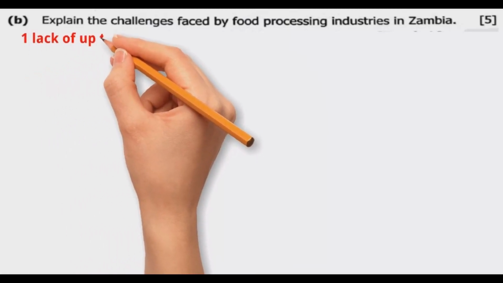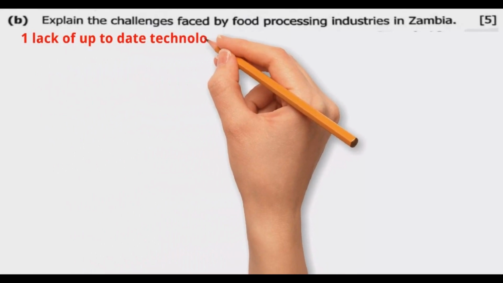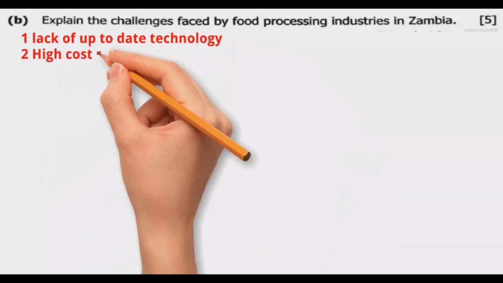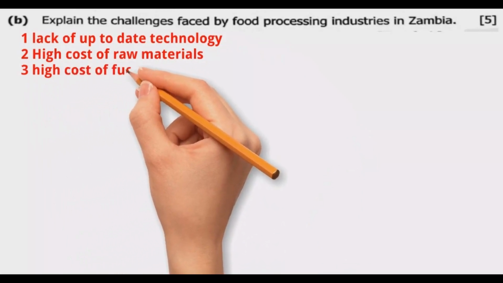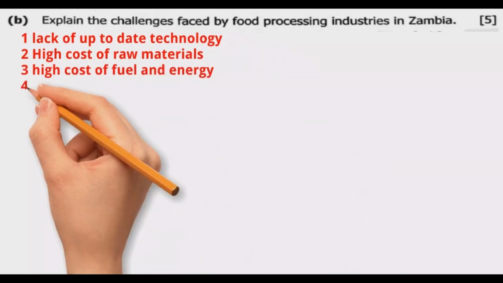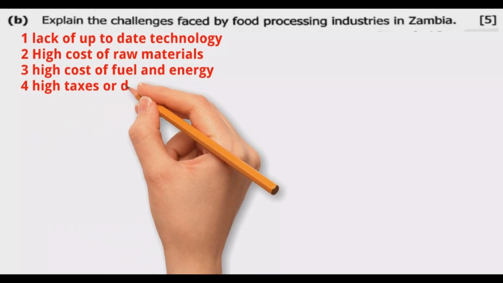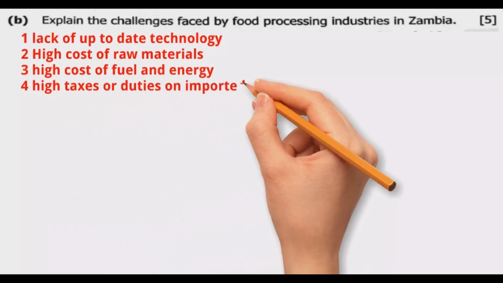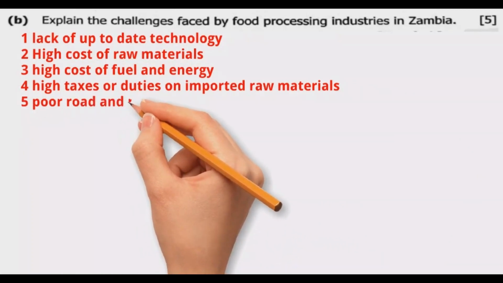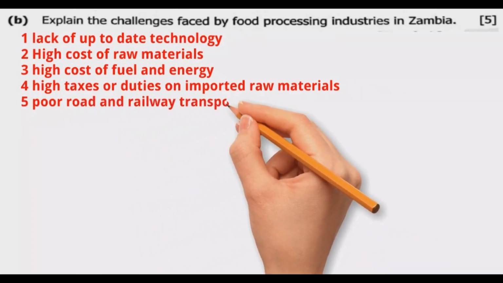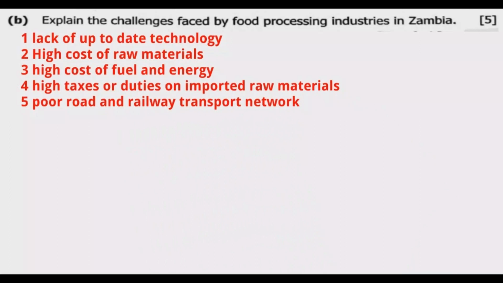1. Lack of up-to-date technology. 2. High cost of raw materials. 3. High cost of fuel and energy. 4. High taxes or duties on imported raw materials. 5. Poor road and railway transport network. Okay, so these are the 5 challenges they are facing.